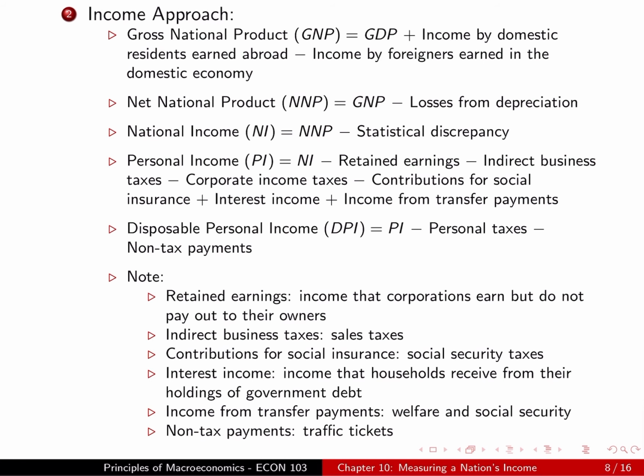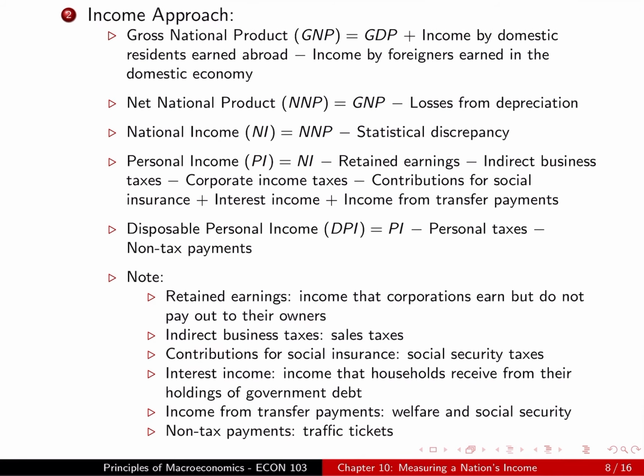Personal Income, PI, equals NI minus retained earnings minus indirect business taxes minus corporate income taxes minus contributions for social insurance plus interest income plus income from transfer payments. Disposable personal income, DPI, equals PI minus personal taxes minus non-tax payments.